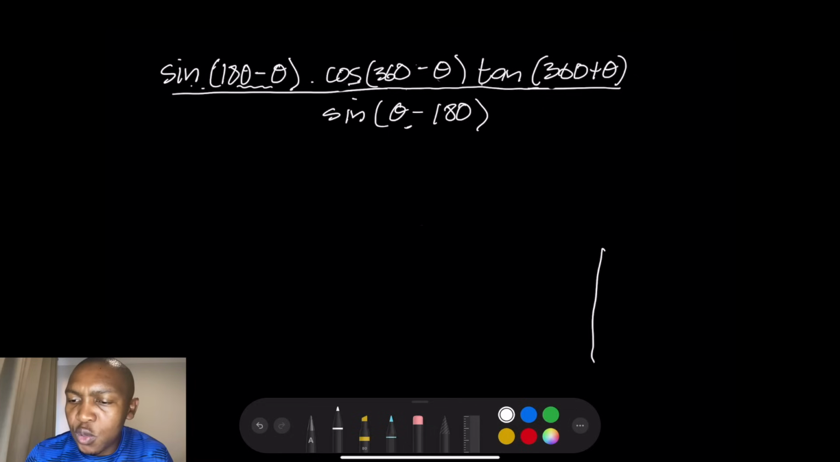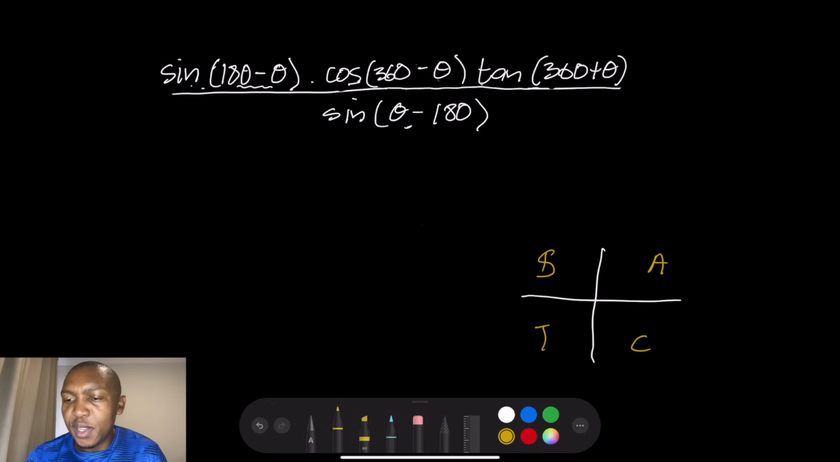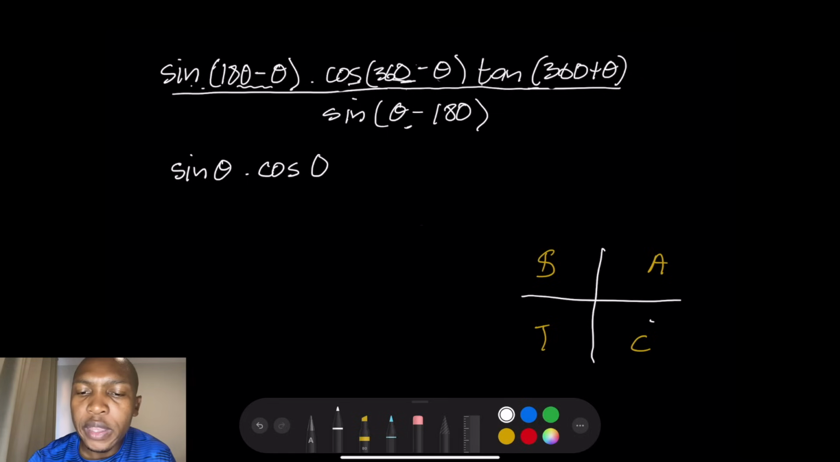Okay, let me just draw a little bit of our CAST diagram there. Right, so our CAST diagram, that's what it looks like. So we know sine in the second quadrant would be positive, so that would still remain as sine of theta, multiplied by cos of 360 minus theta. Remember, 360 minus theta, that's in the fourth quadrant. Cos is positive there, so that would be cos of theta.